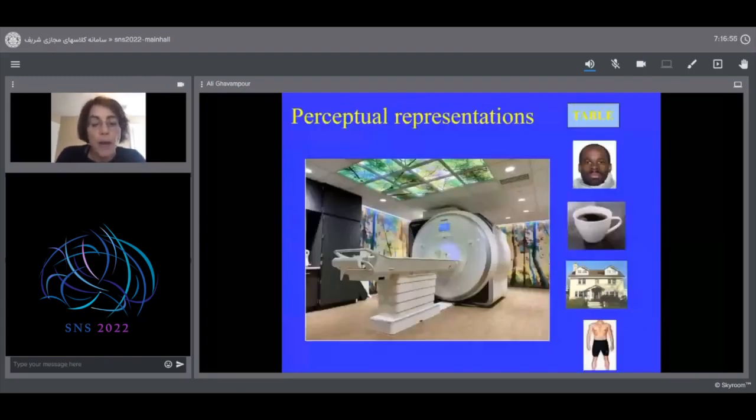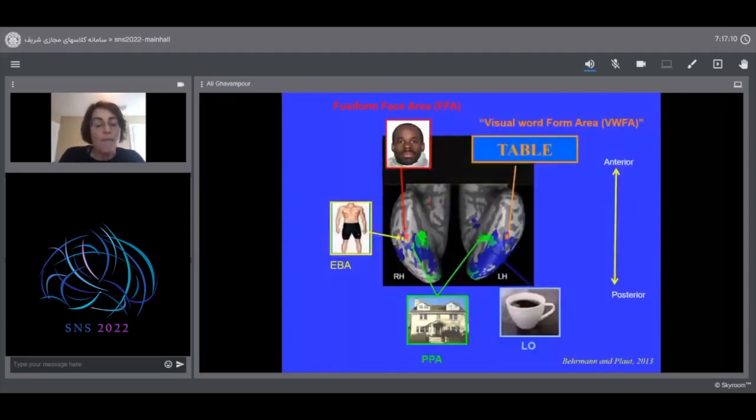Great. We can put participants in a magnet. We can show them words, faces, objects, houses, and bodies, and we can see a very standard result that now many people show, in which you see regions on the inferior temporal cortex, which is what I'm showing you here. The occipital lobe is where it says RH and LH, right and left hemisphere. And you can see in red is the so-called fusiform face area, which is selectively activated for faces. There's a visual word form area, areas for houses, a body area, and the LO is an area that's activated by common objects.